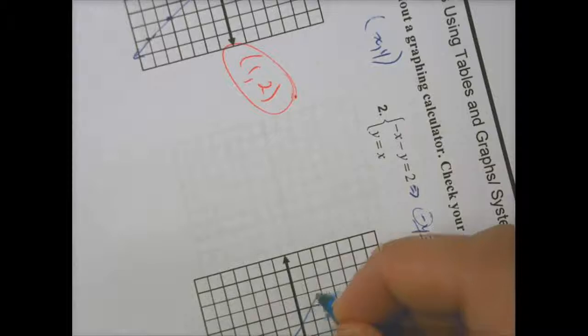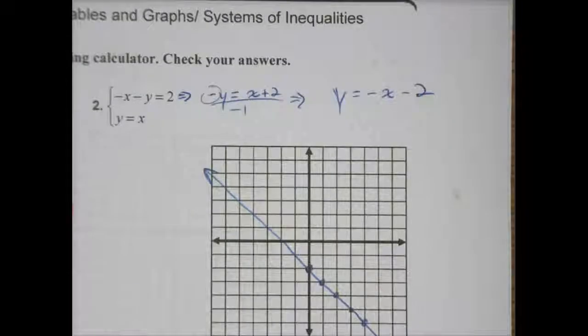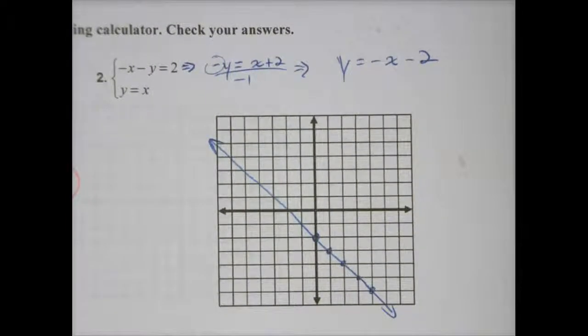I'm just going to turn it sideways so I can graph my line. Being very careful to go through the points that it's going through. You can get a straight edge, you can get a ruler, whatever you want to help yourself graph that. Alright, there would be our first line there.